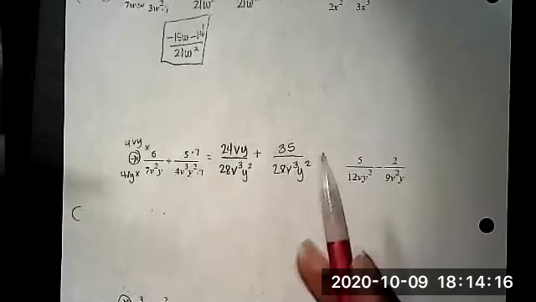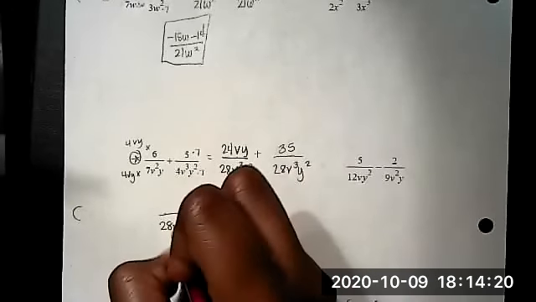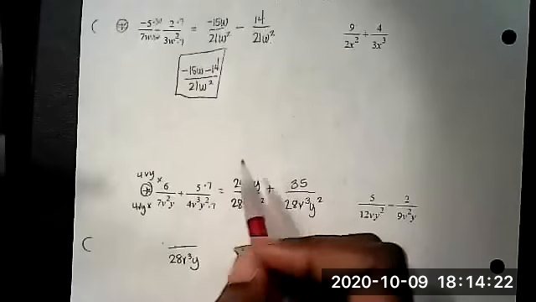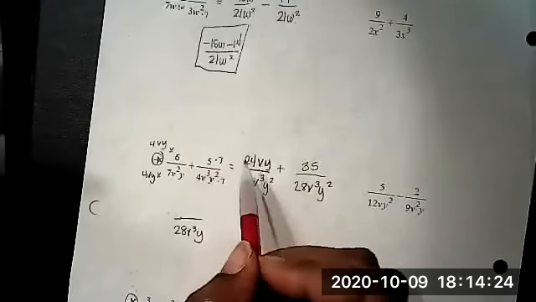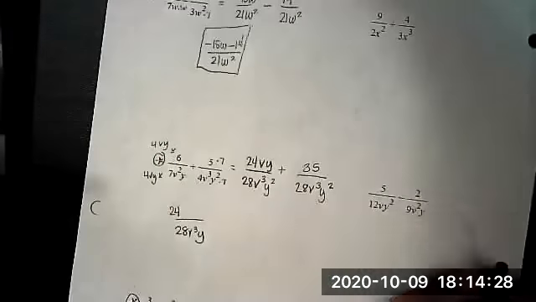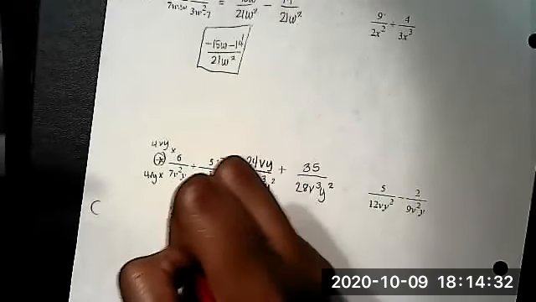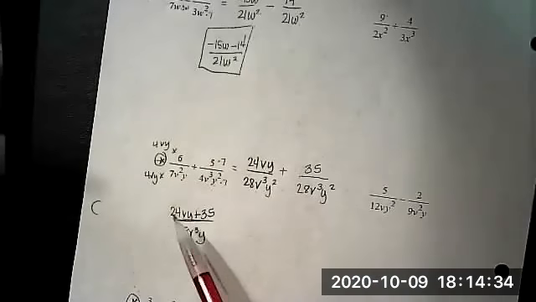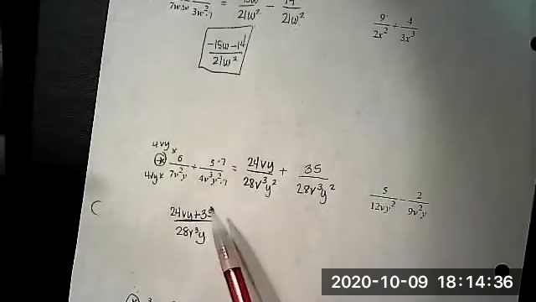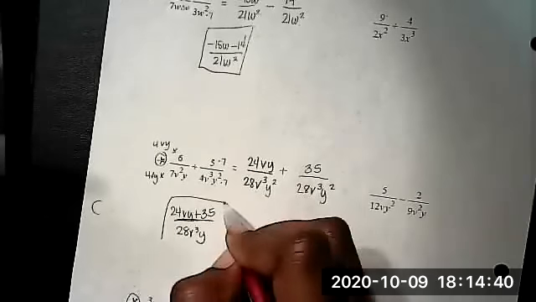So we have common denominators. Our common denominator is 28B cubed Y. Okay, so we're going to combine these two. This becomes now 24BY plus 35. Can we simplify here? Looking at these three numbers, doesn't look like it. No. Nope. So this is our answer.